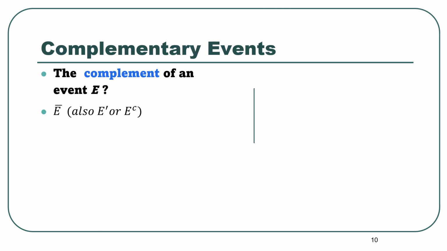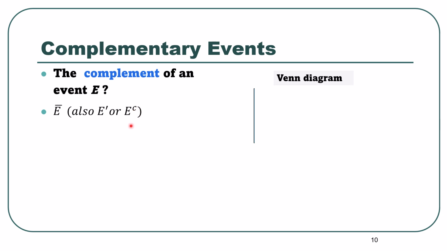Complementary events. The complement of an event. What is this? The complement of an event E is the set of outcomes in the sample space that are not included in the outcomes of that event. So they are not defining the event E. And we are going to use E bar to represent it. So the complement of an event E is E bar. Sometimes we also call it E prime or E^C for complement. Okay.